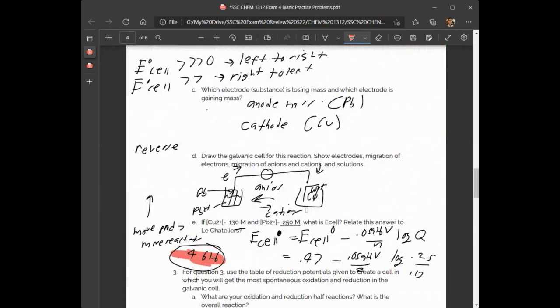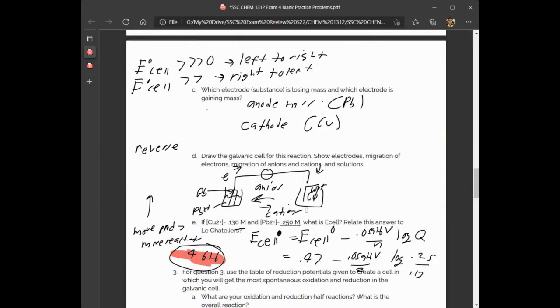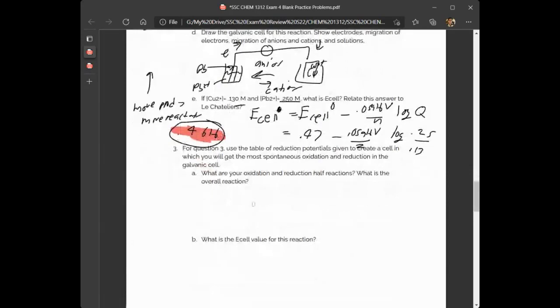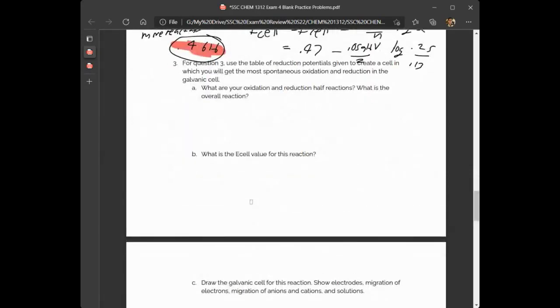Essentially, it's because there's more products than reactants, so the reaction kind of stops going, which makes a smaller E cell value. If on the other hand there were more reactants, then the E cell value would be greater. If there were more reactants than products, then the E cell value would be greater than predicted. Okay, so let's move on to the next problem.